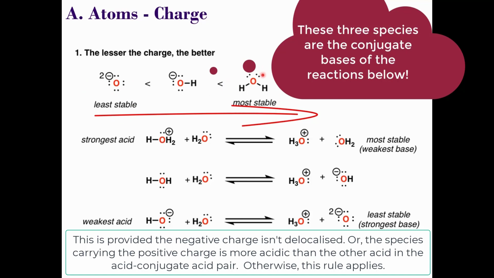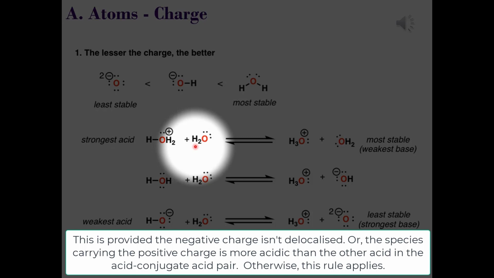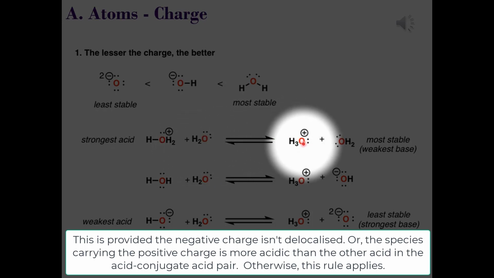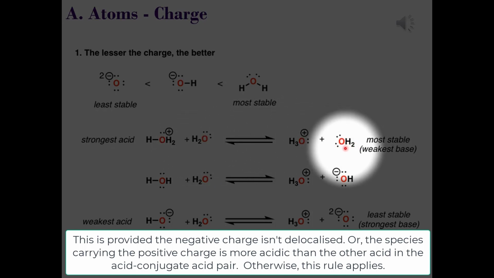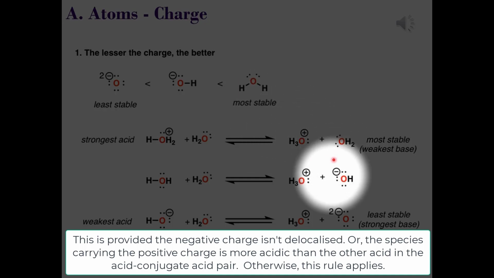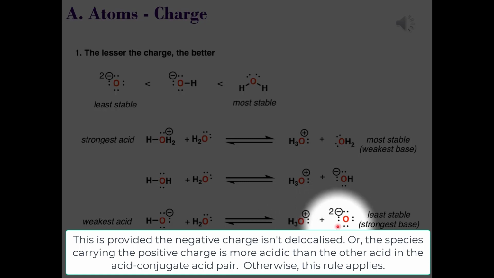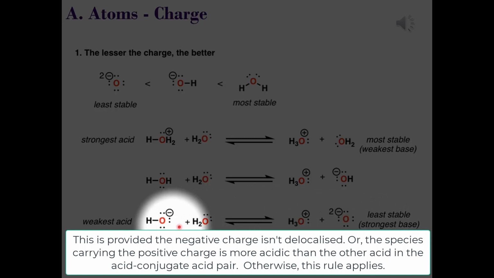In terms of deciding the strongest acid then, the hydronium ion is the strongest acid because on reaction with water it forms the neutral molecule water, which is the most stable of these conjugate bases. The weakest acid is the hydroxide ion because on reaction with water this will form the oxygen dianion, which is incredibly unstable. So therefore the hydroxide, being the weakest acid, will make this the strongest base of these 3.